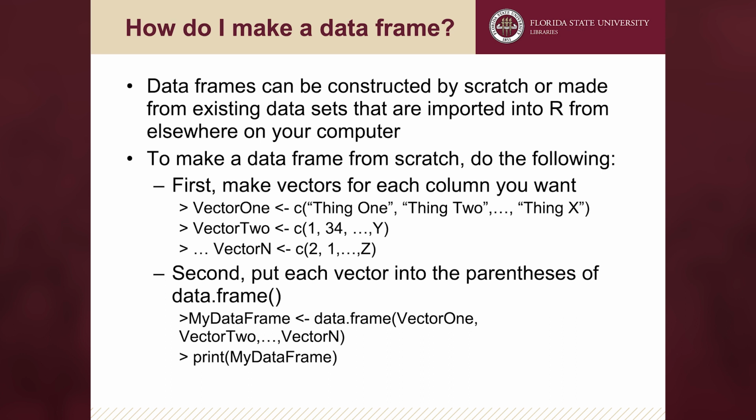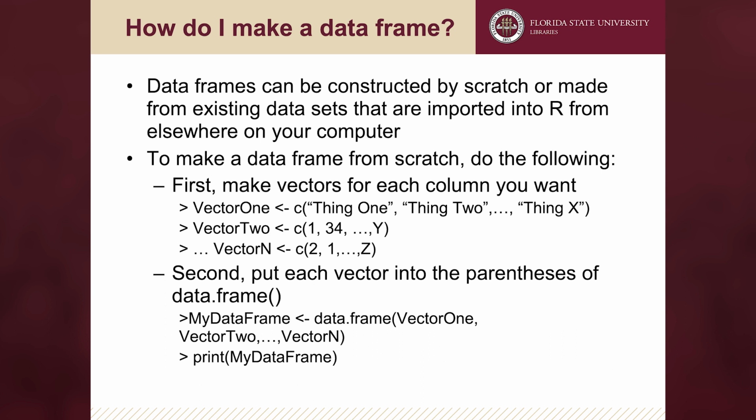We talked about how to make vectors before, but just to go over it again briefly, you put the name of the vector, in this case the variable name, then you put <- , then c, open parentheses, list out your values with commas in between, and then close parentheses. Once you have all your vectors ready, you use the data frame function, which is data.frame, and list out all the vectors you want to combine in parentheses.